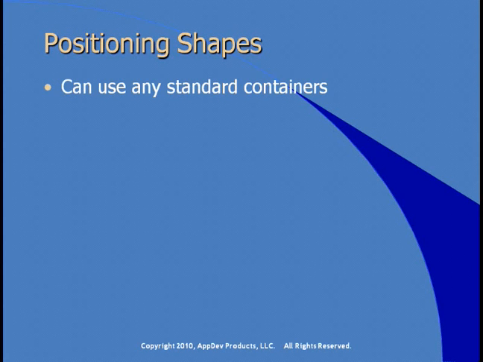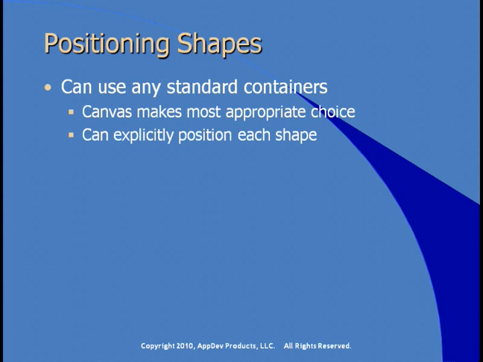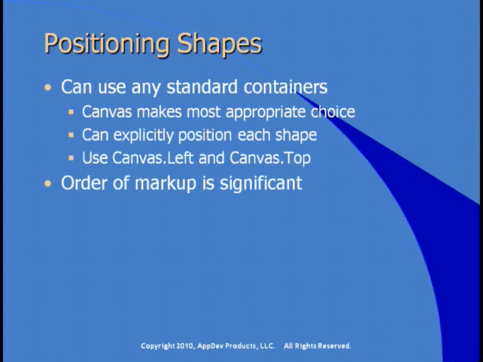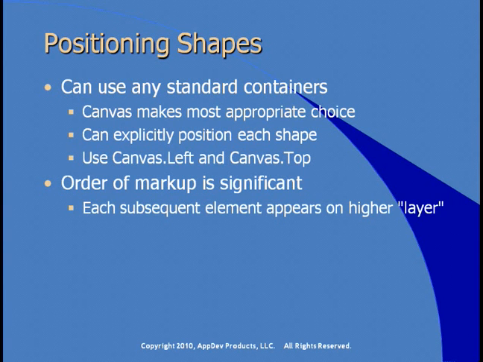You can use any standard containers when you want to place a shape onto your application. Canvas makes the most appropriate choice when working with shapes because you can explicitly position each shape within the canvas. To do that, you use the canvas.left and canvas.top attached properties, so you can specify exactly where your shape appears. Now, it's important to understand that the order of the markup is significant too. That is, the order in which you place the shapes within the markup. Each subsequent element appears on a higher layer within the rendering, so that if you have a rectangle first, then an ellipse, the ellipse will appear above the rectangle if they happen to overlap.